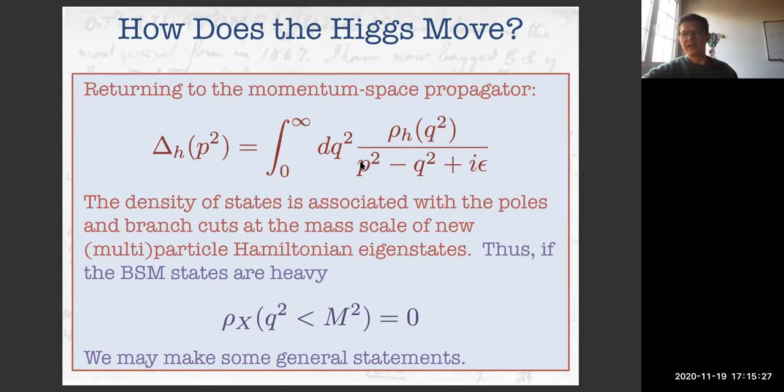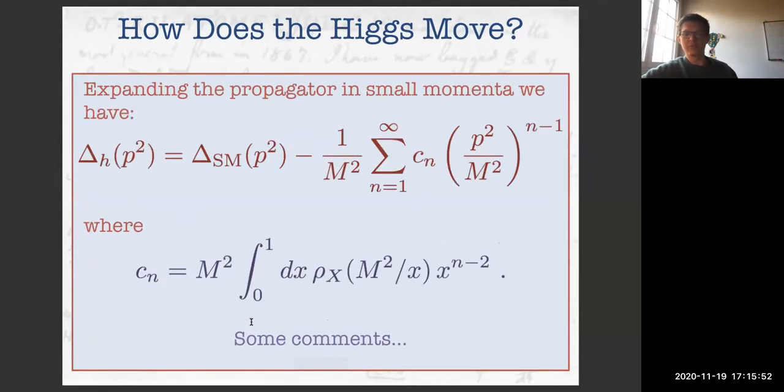And we see this density of states is associated with the poles and branch cuts at the mass scale of any new states, or any states in the standard model for that matter. What this means is that if the BSM states are heavy, if all of them have mass above some threshold, let's call it big M, then rho of X is 0 up until that threshold. So from this statement alone, the fact that it's positive and the fact that it's 0 up until the mass scale of the new states allows us to make some completely general statements, which I think are very powerful.